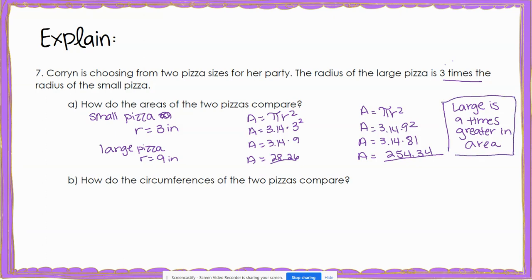Now, this is going to be true no matter what you choose for this radius. So here's what I want you to do. Find another radius. So say we started with a radius of 5. Well, if that was the small pizza, the large pizza is 3 times greater. So that means the large pizza has a radius of 5 times 3, which is 15 inches. I want everybody right now to find the area of both of those and then figure out how many times greater that area is. And once you have that answer, put it in the chat.